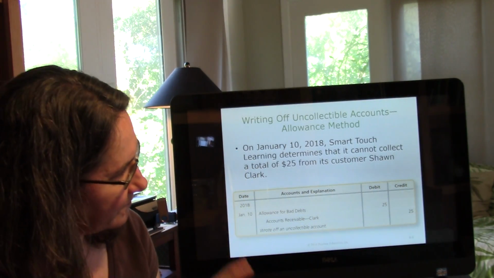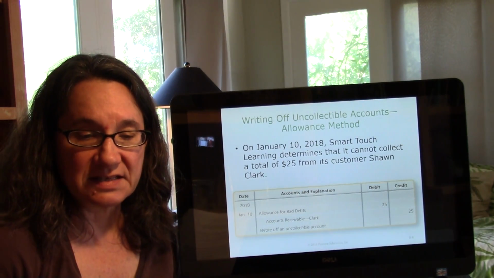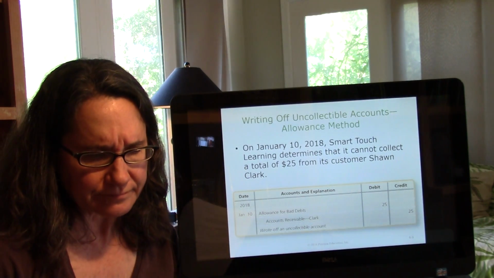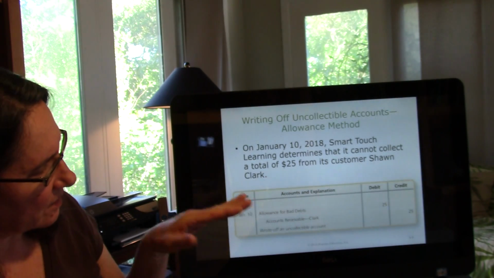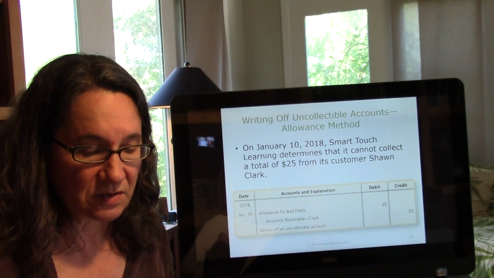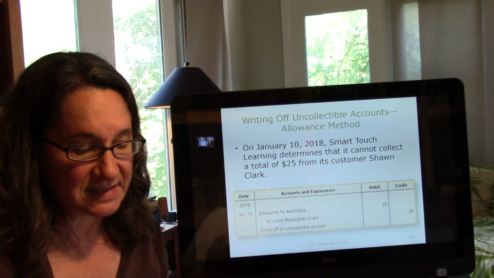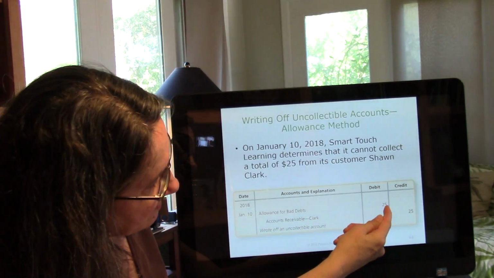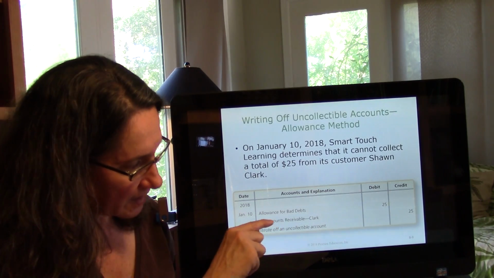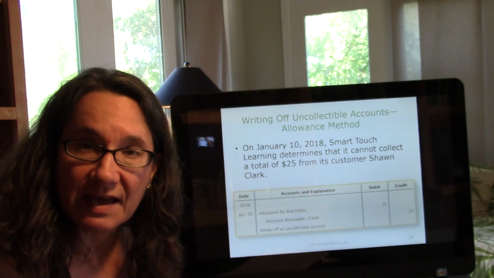All right, so here's what you do. Here's our example. On January 10, Smart Touch Learning determines that it cannot collect a total of $25 from its customer, Sean Clark. All right, so here's the journal entry. So now we need to record this because we know Sean is not going to pay us, right? So Smart Touch Learning's allowance for bad debt account is debited $25. So here's allowance for bad debts, $25. Accounts receivable, so here's the write-off part. Accounts receivable Clark, $25 credit. So we've written off the specific account now.